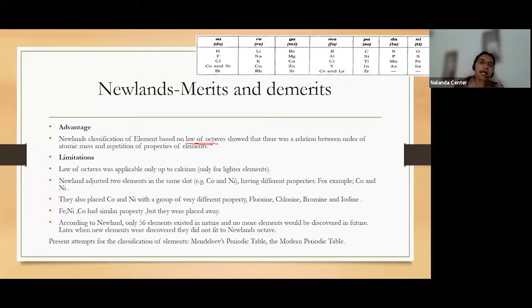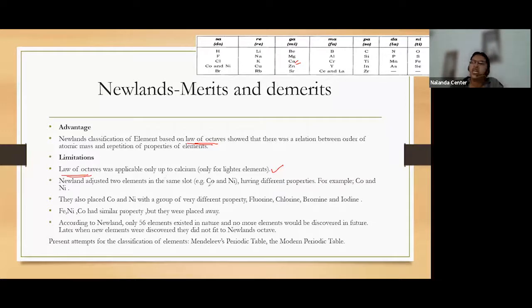But then there were quite a few limitations. What were the limitations? The first limitation was that the law of octave was applicable only till calcium. After that, the law of octave was not being followed by the elements. That is not good as far as classification is concerned. If there is a rule, it should be applicable for everybody. You cannot say that he is after calcium, so I will not obey the law of octave. We can't say that, right? So this is one of the major drawbacks.